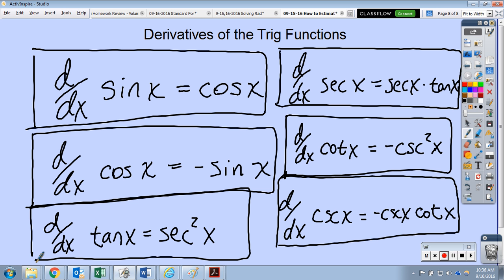So that's a trig function on this side. This one is integration right here, over here. This is kind of cool. I have a trig function. I'm gonna read that.